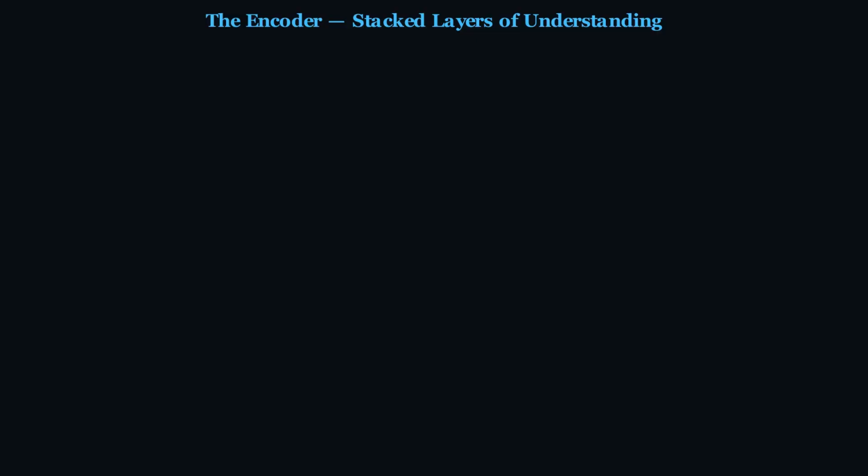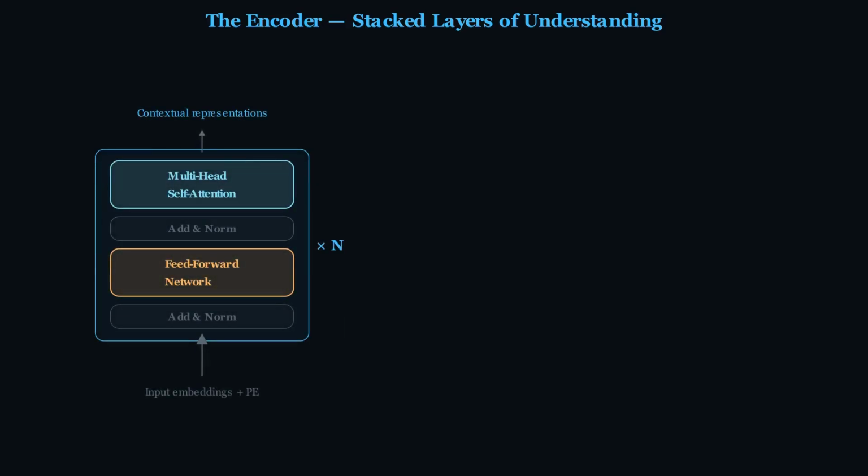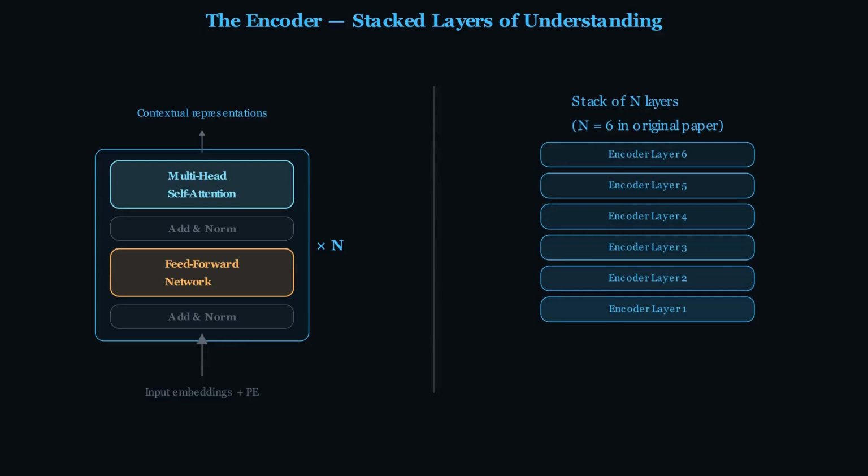One encoder block contains two sublayers: multi-head self-attention and a feed-forward network, each followed by add and norm. Here is one encoder block. Each sublayer is wrapped in add and norm. The full encoder stacks 6 of these blocks. Early layers learn surface patterns. Later layers build deeper semantics. Each layer enriches the representations passed upward.